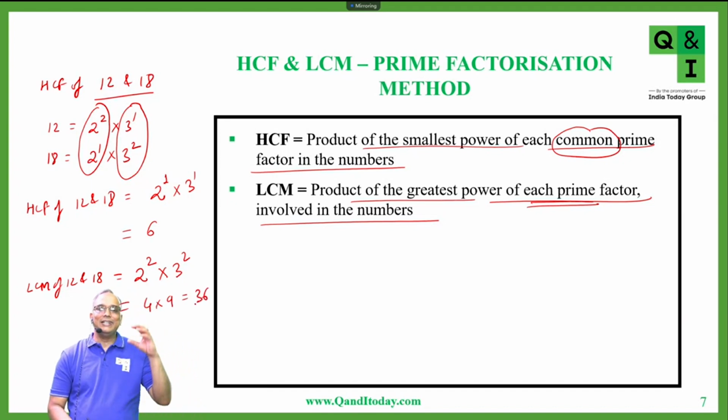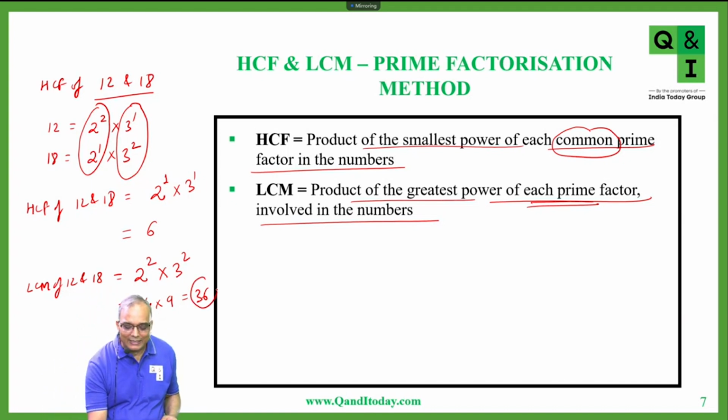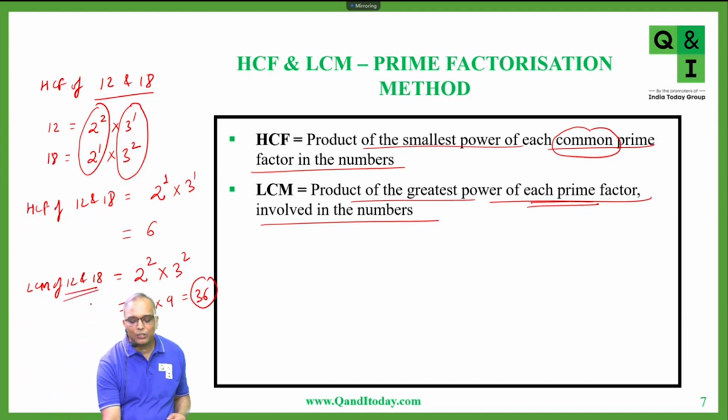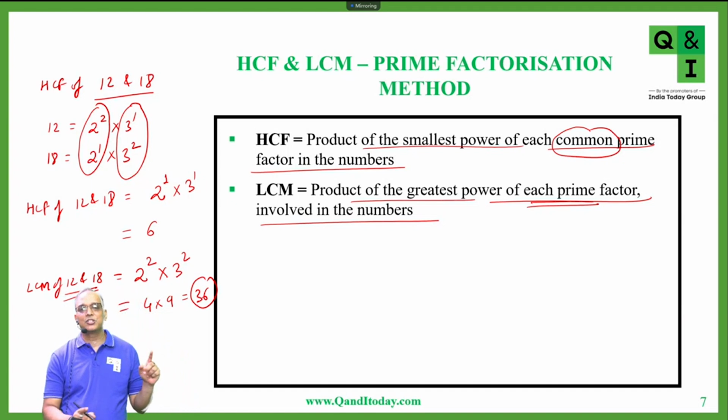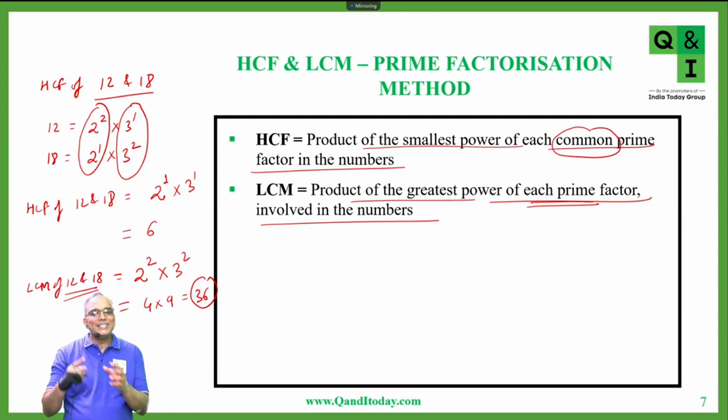Now this is the least common multiple. So one more observation here: 36 is greater than or equal to the numbers 12 and 18, and 36 is a multiple of both 12 and 18, the least common multiple.